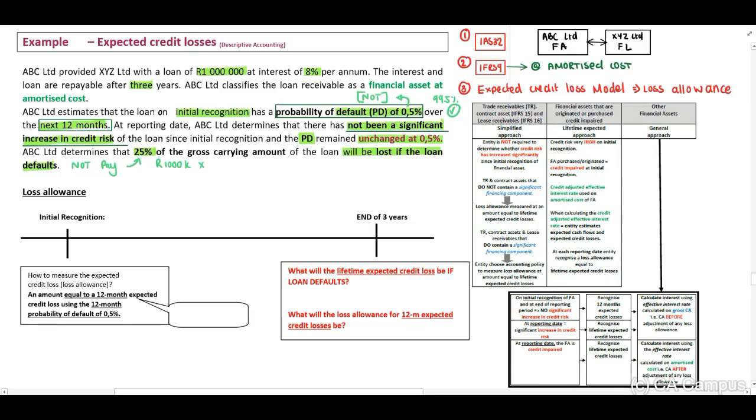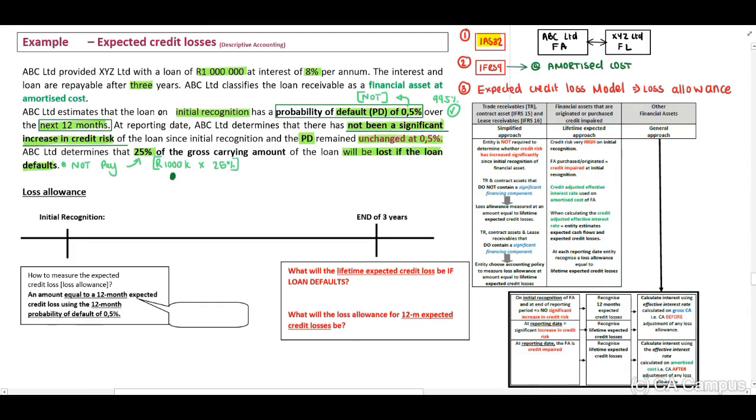Therefore, 1 million times 25% will be lost. There's an assumption used in this example that our gross carrying amount remains to be the 1 million. We do not have sufficient information to calculate and include our amortization table. Now, I just briefly want to go through our steps.